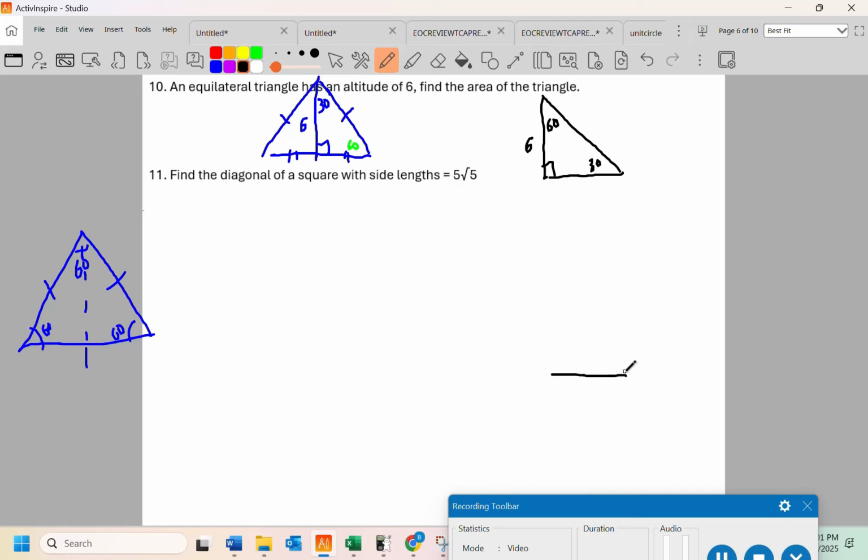So again, I'm going to go to 30, 60, 90. I'll write this one a little bit different. 30 up here. That's supposed to be 60 and 30. Did it backwards up there. Opposite of 30 degrees is x. Opposite of 60 is x root 3. Hypotenuse twice x. I've got this piece. Okay? I need to know this piece.